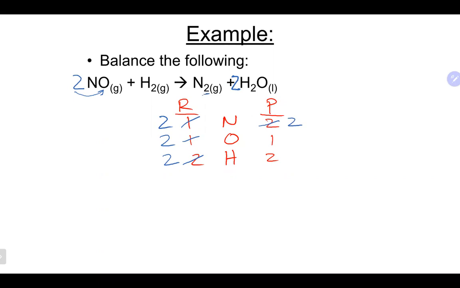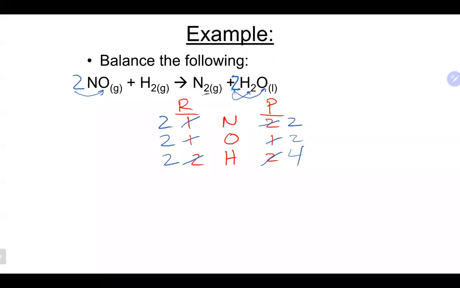Now, in terms of the right-hand side, I still have 2 nitrogens. My oxygen is now 2 times 1. And hydrogens, I am now up to 4. 2 times 2, yes? So 2 times 2 is 4. So we're getting closer. We've now balanced the nitrogens. We balanced the oxygens. The last one now is to balance the hydrogen.